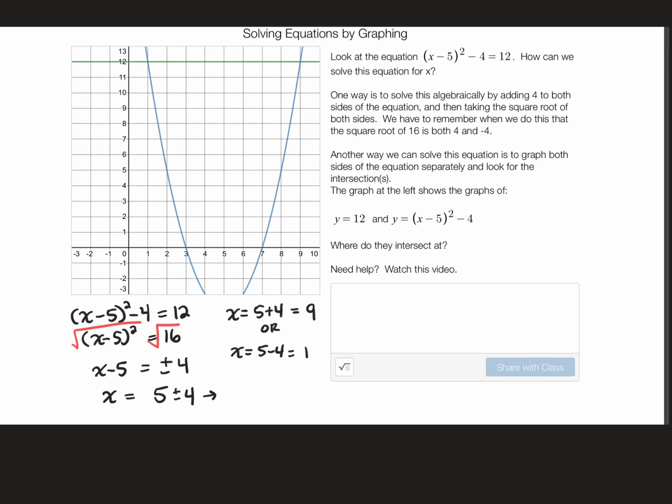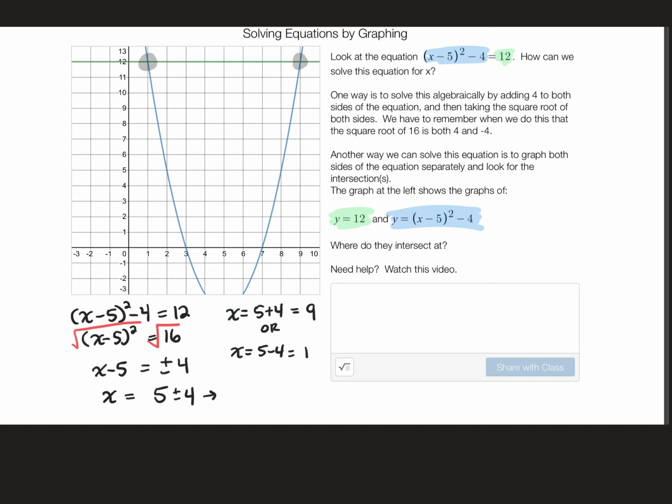Now, the other way we can do this is to graph both sides of the equation as their own function. What we see on this graph is that y = 12 was graphed because we had 12 on one side of the equation, and y = (x − 5)² − 4 was graphed as its own function because we have that on the other side of the equation. And then we have those two graphs you see in the picture. Where do they intersect? Well, they intersect right here and right here.